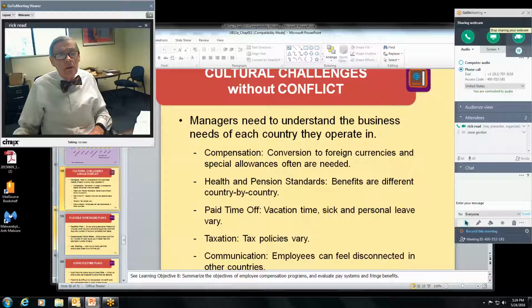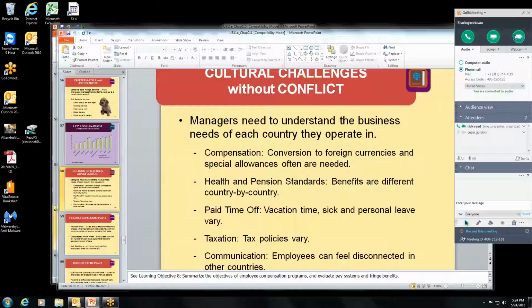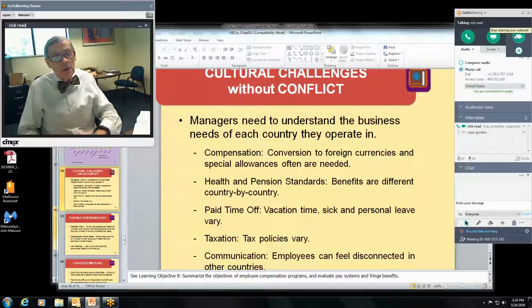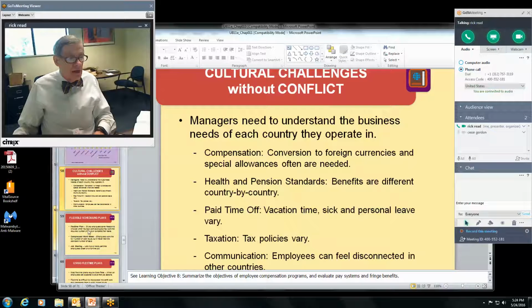We have to be concerned about cultural challenges. Benefits are different country by country. They're more generous in Europe than they are in the United States. We have to be careful about the difference in currency. We have to be cognizant of the tax differences and things of that nature.